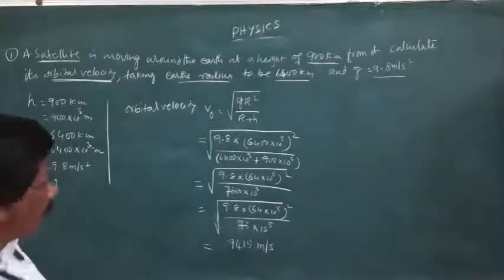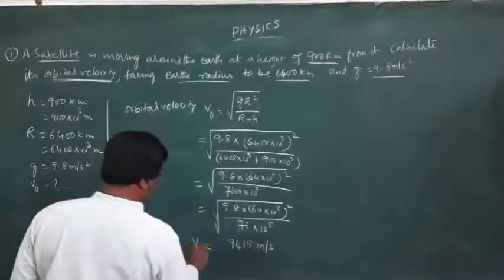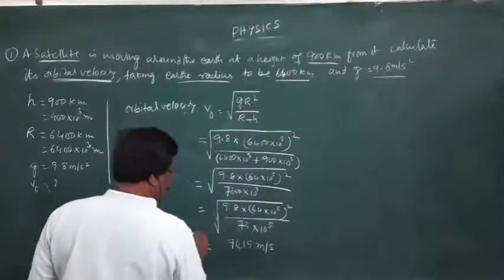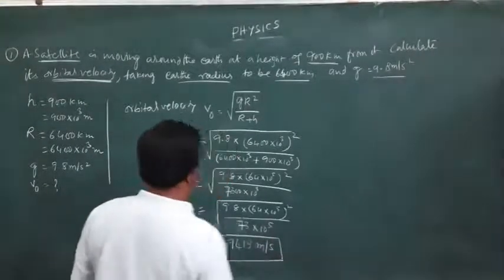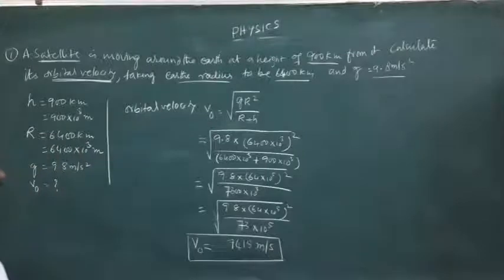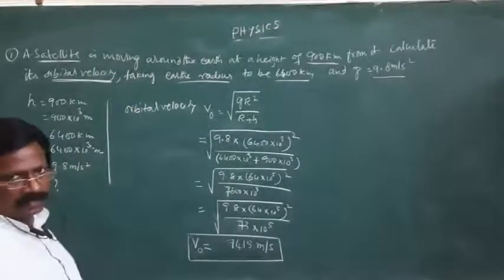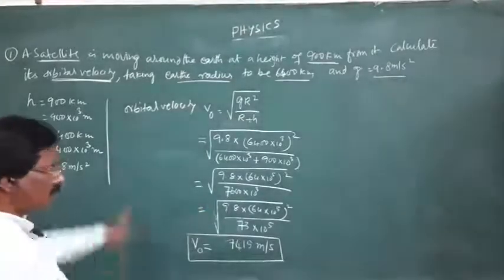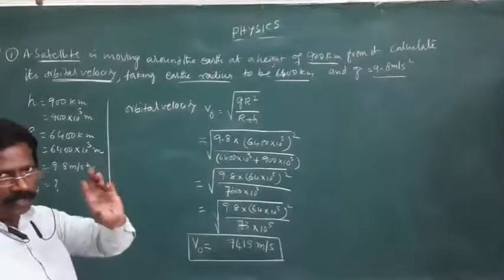And if you write it in kilometers, let's say this is velocity, you can put it in terms of meter per second only. So this is the orbital velocity of the satellite, which is orbiting around the Earth at a distance of 900 kilometers from the surface of the Earth. Very simple problem.